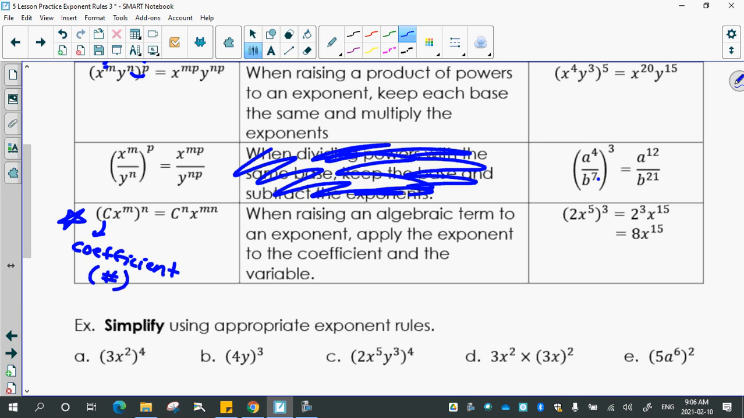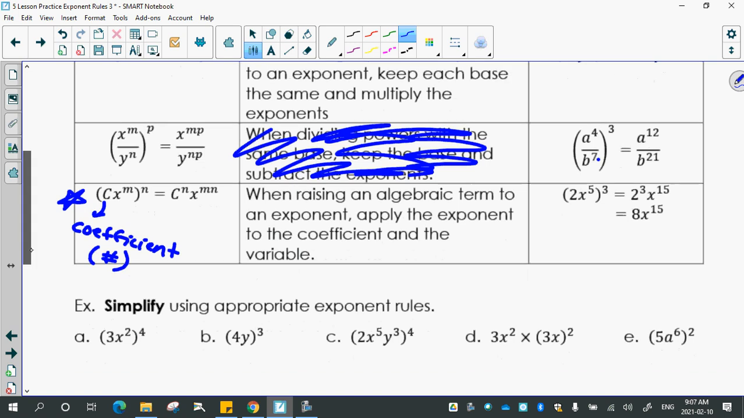When raising an algebraic term to an exponent, apply the exponent to the coefficient, the number up front, and to the variable. Okay, and then I did an example off to the side. We have 2x to the fifth, to the third. It would be 2 cubed, which is 8, and x to the 5 times 3. Okay? Which is kind of our rule we figured out on the whiteboards.